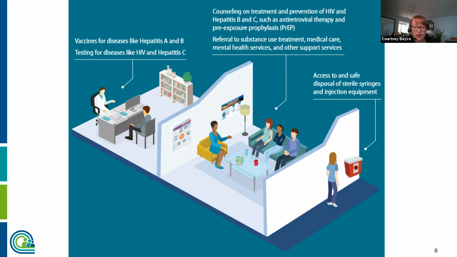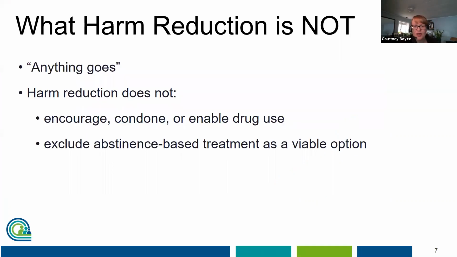So these are all the things that harm reduction entails, by example, and kind of the overarching principles of it. But here's what harm reduction isn't. Harm reduction is not anything goes. It's not enabling use, it's not condoning use or encouraging use, and it's not excluding abstinence-based treatment as a viable option.